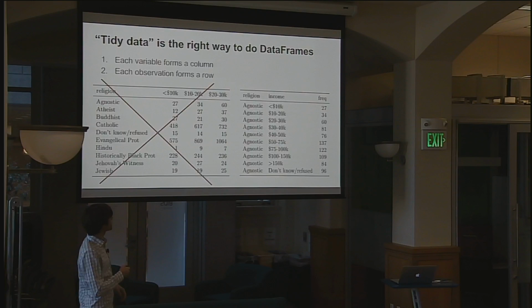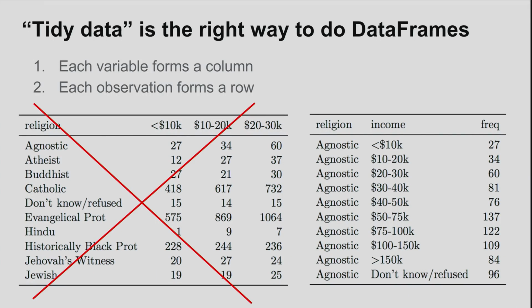And the clue is when you see things like numbers in the column names. That's a clue that you're not working with well-organized data.